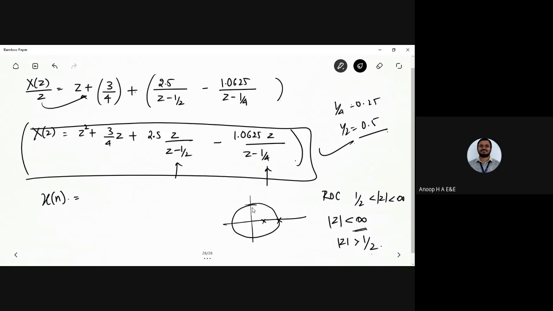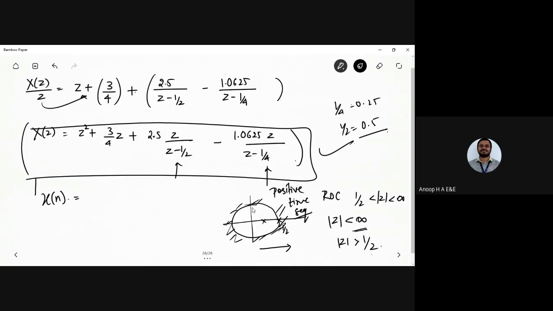So what happens here? The ROC is greater than 1 by 2. So this is 1 by 2, and I have the ROC over here. At the same time, I have less than infinity, isn't it? So it is moving towards the right, and I can certainly say that it is a positive time sequence. So what happens in a positive time sequence? You are going to get the unit step function over here, right?